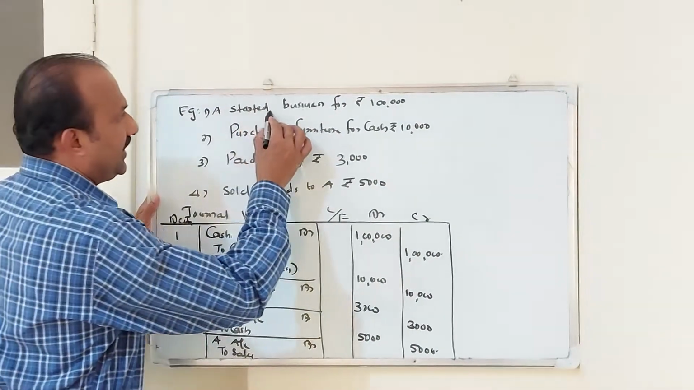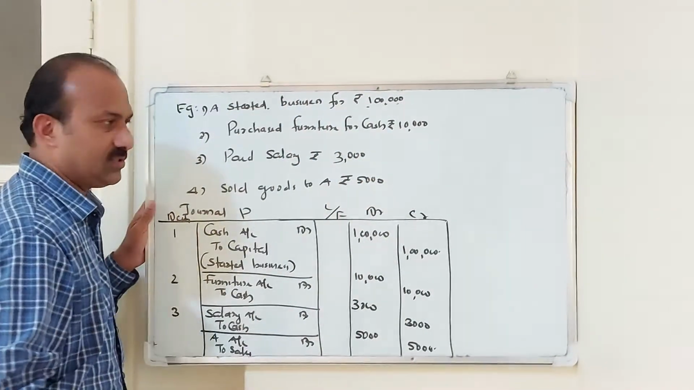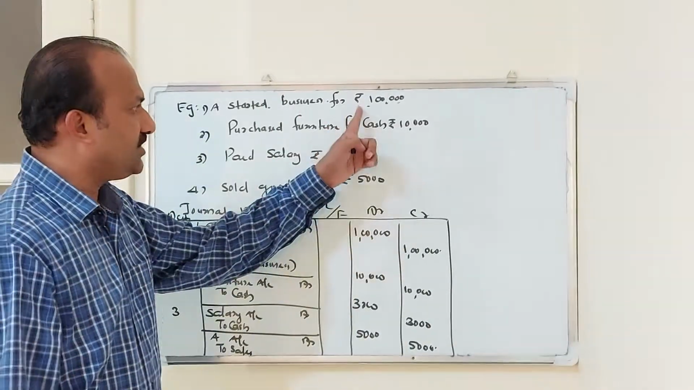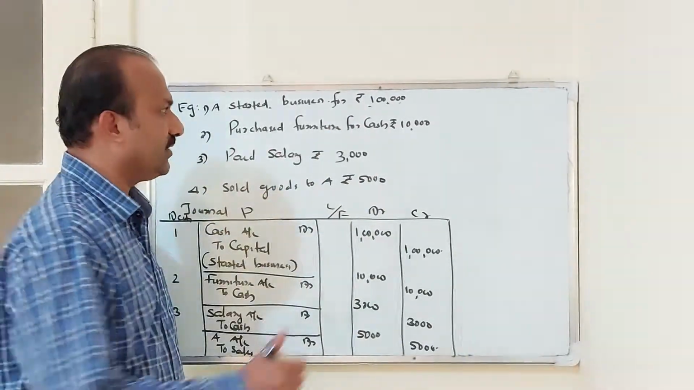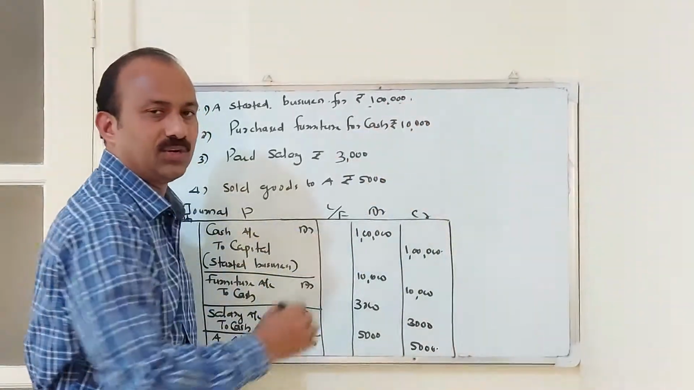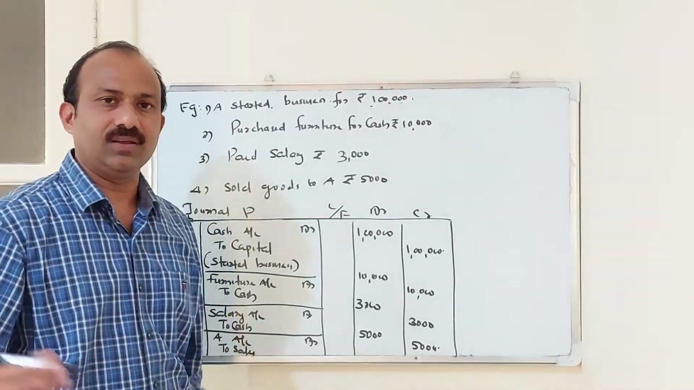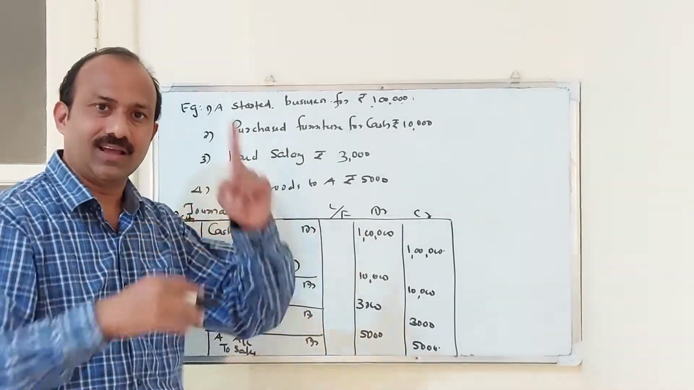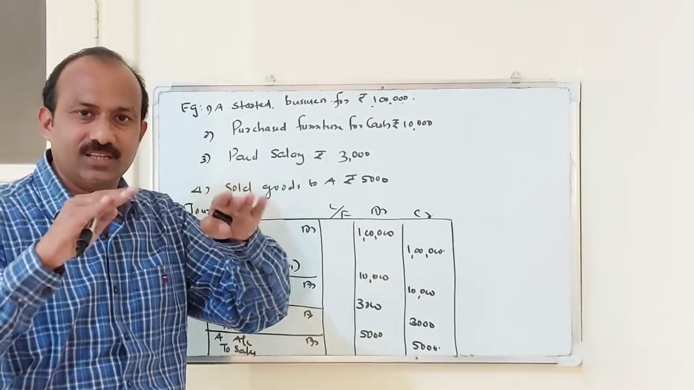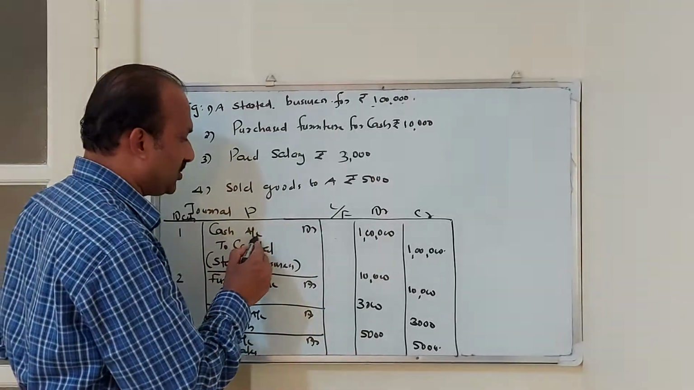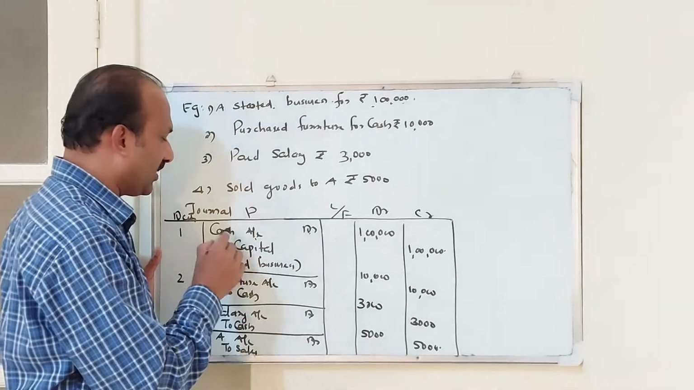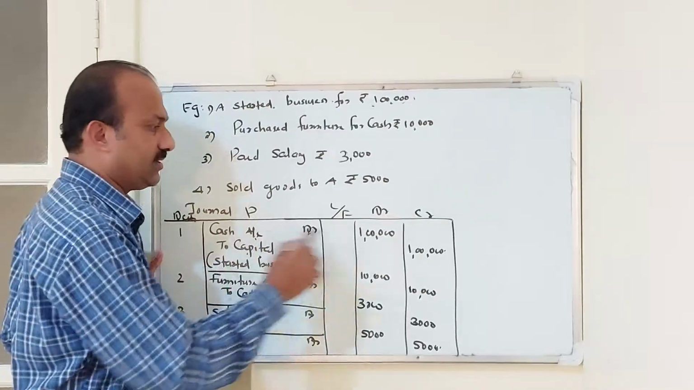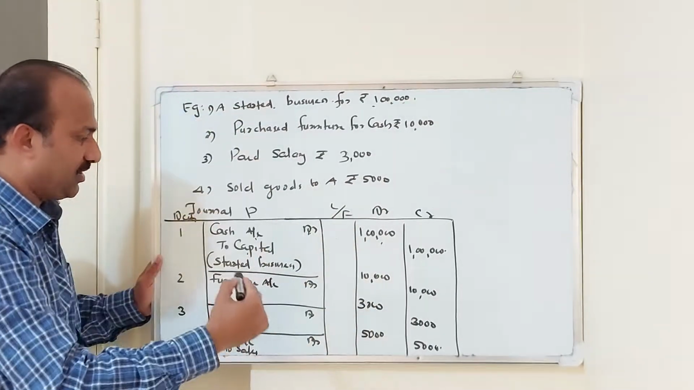First transaction: A started business with cash, 100,000. What are the 2 aspects here? One is cash and the other is capital. In each and every transaction there are 2 aspects. Cash is coming into the business, therefore it should be debited, or cash is increasing according to the modern approach. Whenever cash is increasing, it will be debited. Therefore, cash is debited and capital is credited. We can read it as cash account debited to capital, 100,000. You can check how the journalizing comes.